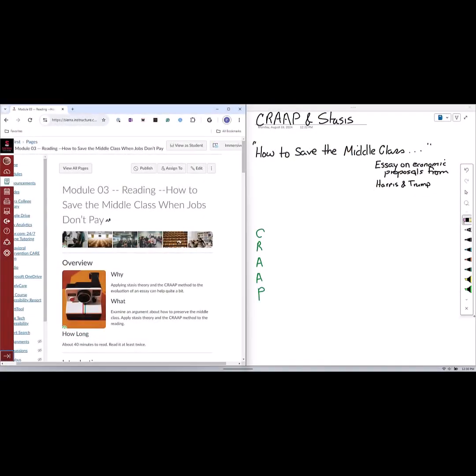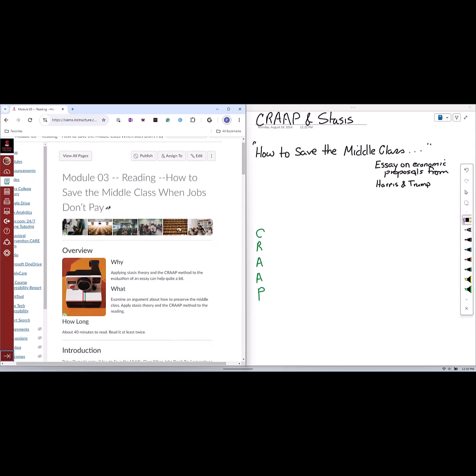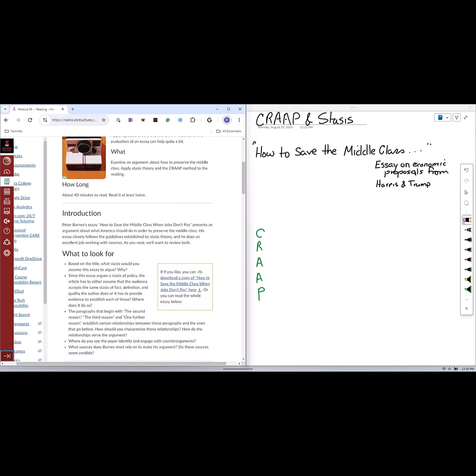Hey folks, I thought you might find it useful to see how we use the CRAAP method with a reading. So we're going to look at how to save the middle class when jobs don't pay, and we're going to use the CRAAP method on it.